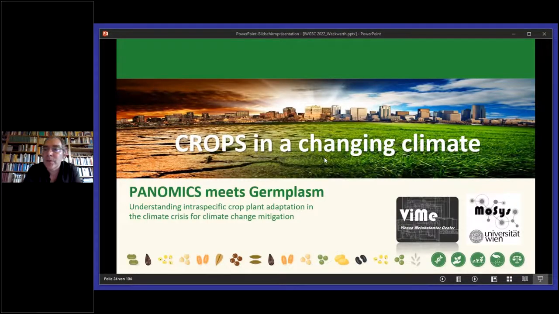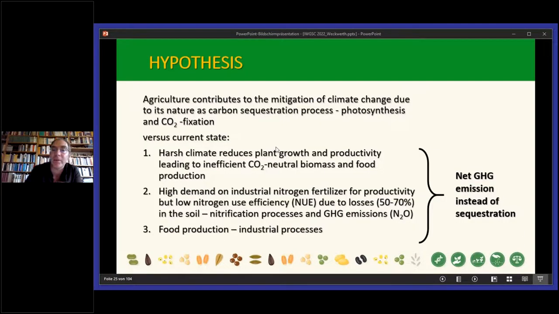So I come now to the second part of my talk. It's about the PANOMICS of germplasm, the intraspecific crop plant variation. And maybe we can actually exploit this also for climate change mitigation. So the hypothesis is that agriculture can contribute to the mitigation of climate change due to its nature as a carbon sequestration process, due to photosynthesis and CO2 fixation.